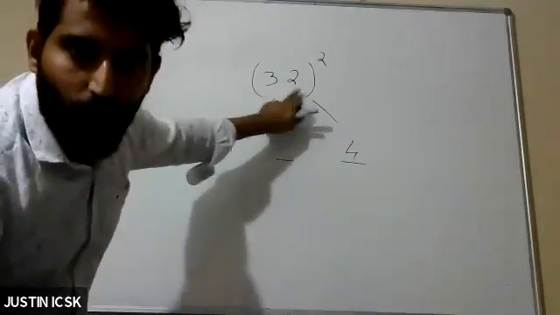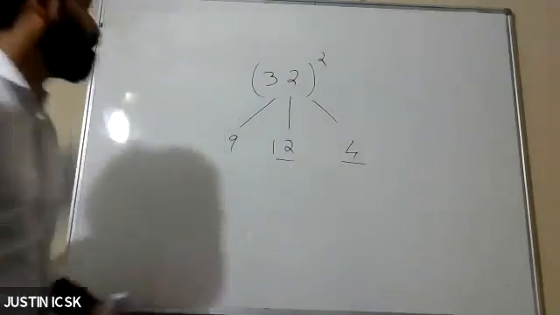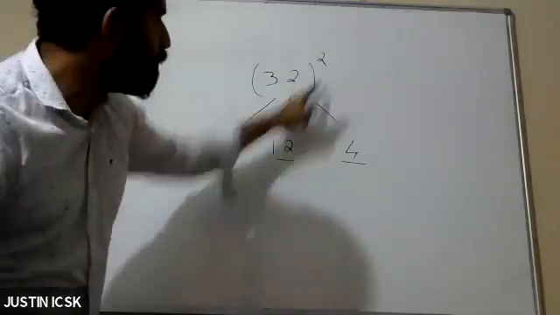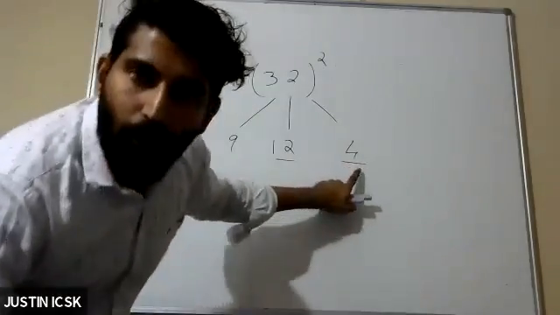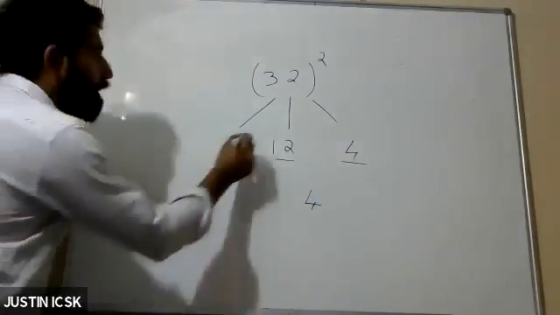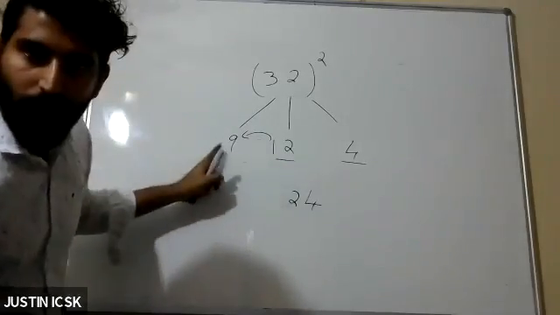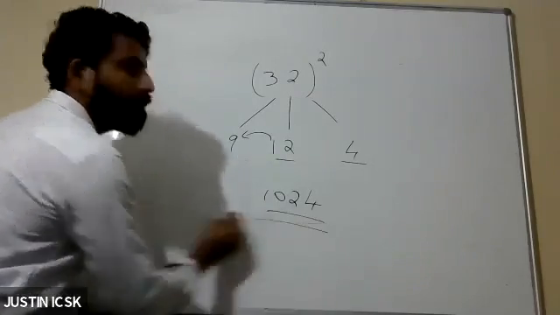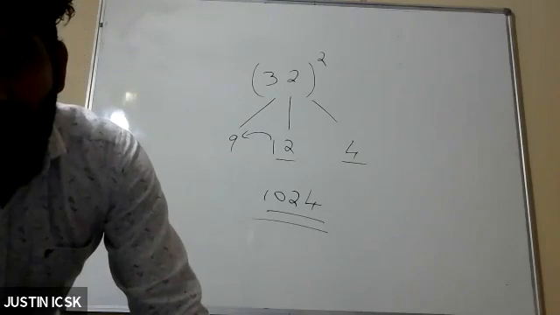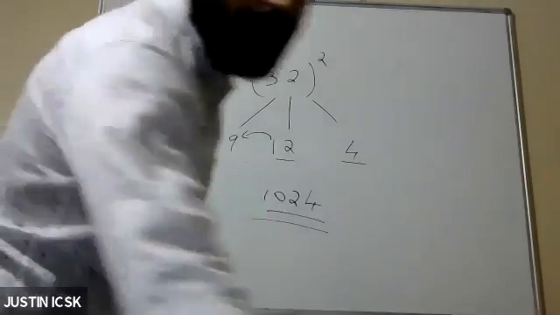Then here 3 into 2, 6. 6 into 2 is 12. So here no problem, only one digit. Here keep only 2. One moves to this side. When one moves, 9 plus 1, 10. So 1024. Right? So this method is easy.